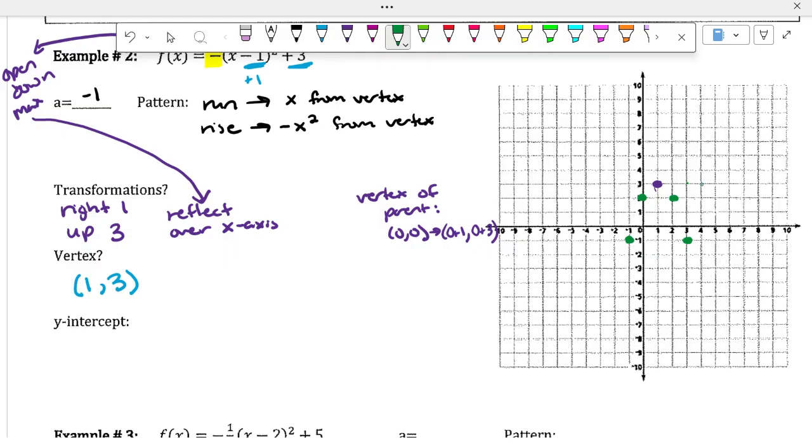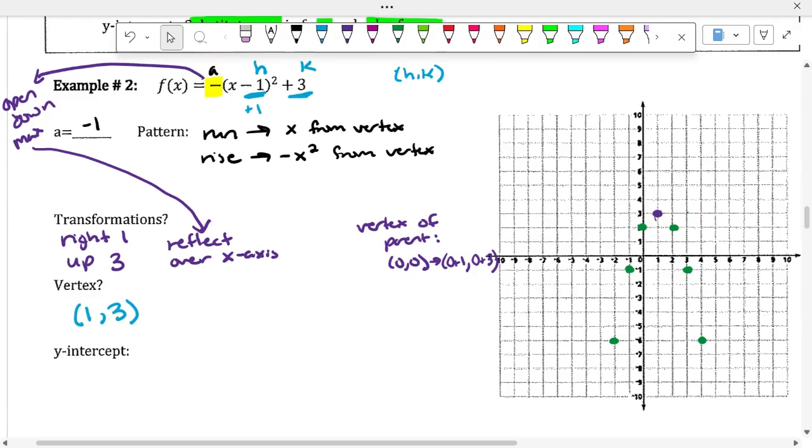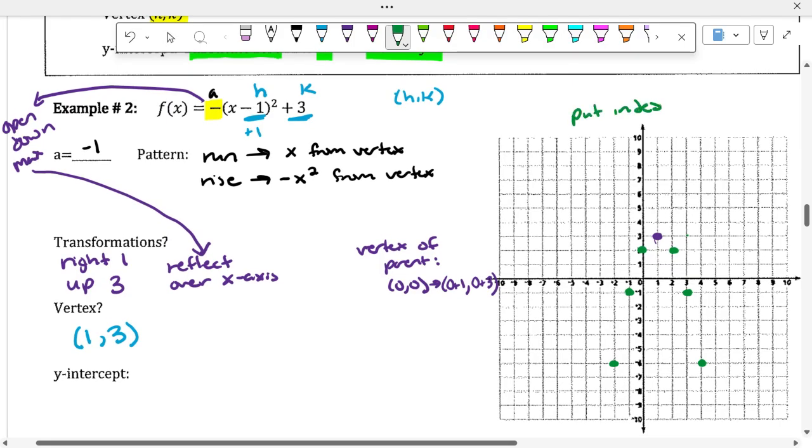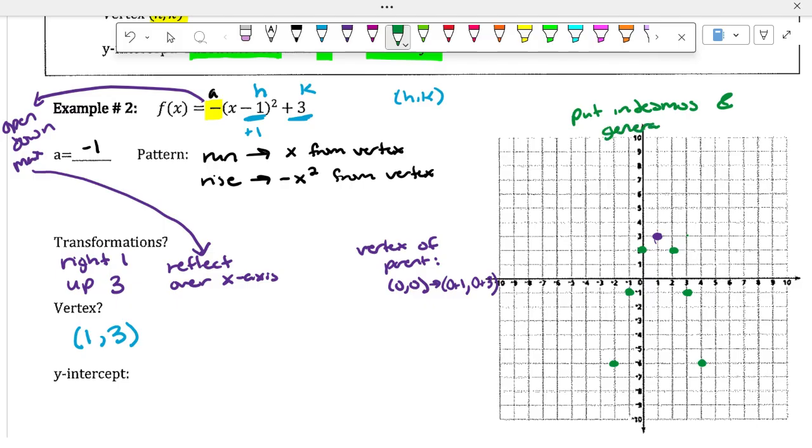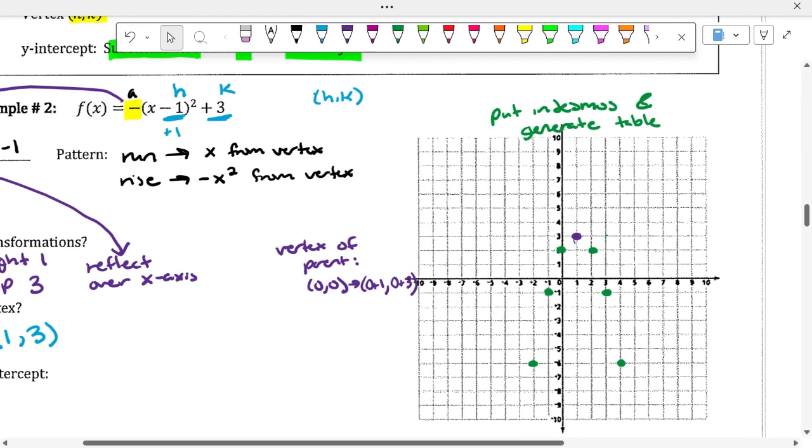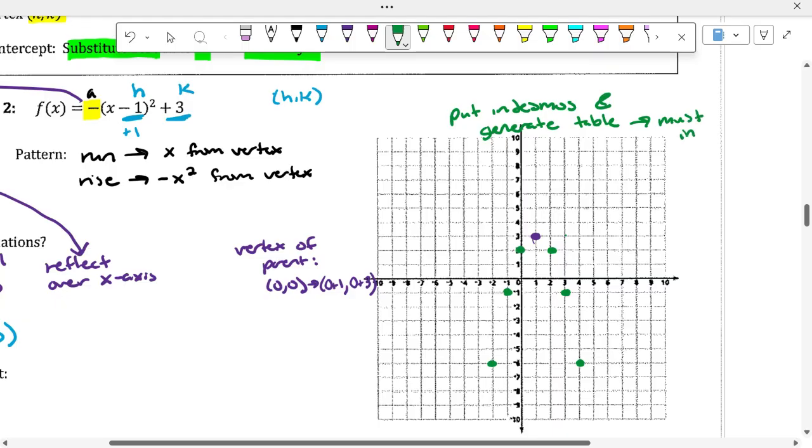If I go out 3, what's my rise? 9. Do I go up or down 9? Down, because it has to become negative. So I go down 1, 2, 3, 4, 5, 6, 7, 8, 9. And then get its reflected buddy. Again, if the pattern does not make sense to you, put it in Desmos, get a table, get some points. The other way you can get this graph is to put it in Desmos and generate the table. But your table must include the vertex. So if it's not on the pre-generated table, you need to add the vertex into it.